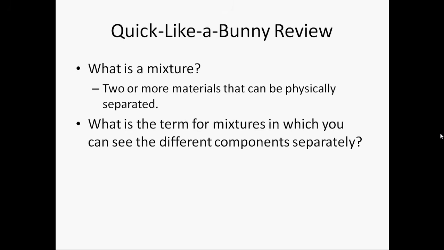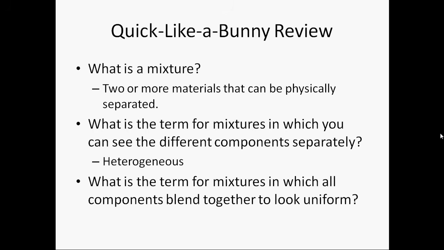Second thing to consider, what term do we have for mixtures where we can see all the different components that make them up? That term is heterogeneous, hetero meaning different, so we can see the different components in there. And lastly then, what is the term when we have a mixture where everything is blended together and it all looks the same all the way through? That term is homogeneous, homo meaning same, so it looks the same all the way through.